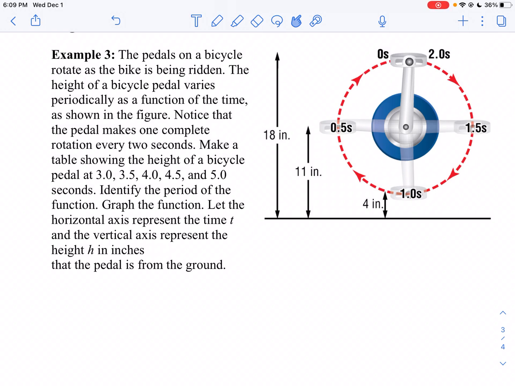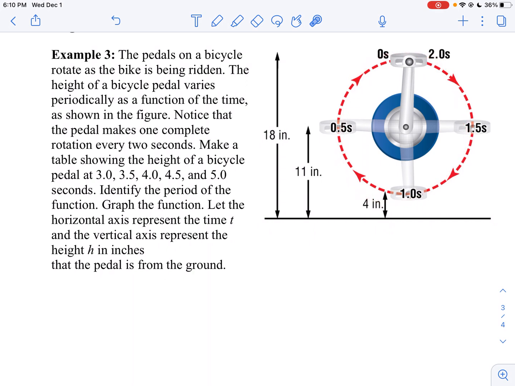Here we have an application problem. It says the pedals on a bicycle rotate as the bike is being ridden. The height of the bicycle pedals varies periodically as a function of the time. That is, every time you push the pedals, it changes, but there's a period to it. It says, notice that the pedals make one complete rotation every 2 seconds. So as we go around this circle, the height of the pedal changes, but every 2 seconds it repeats.